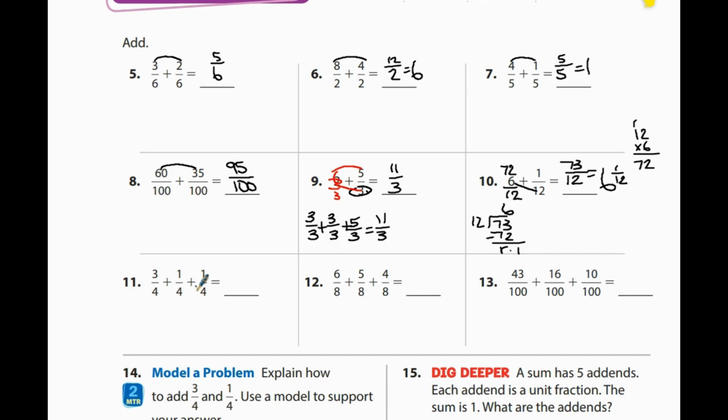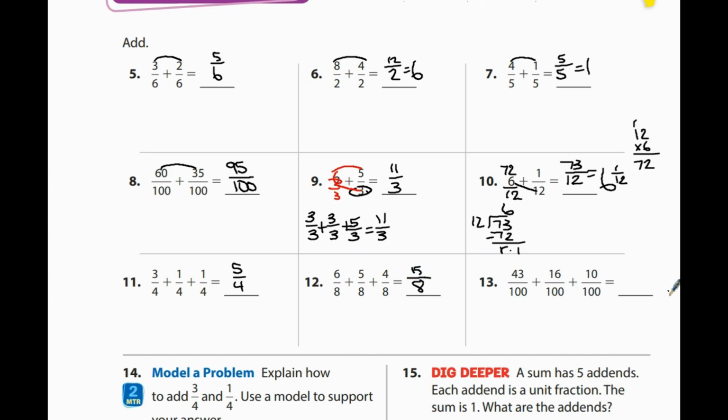Okay, let's move on over to number 11. I'm going to add 3 plus 1 plus 1. So that's 3, 4, 5 over 4. Same thing. If I look at question 12, I'm going to add 6 plus 5 plus 4, which is 15/8.